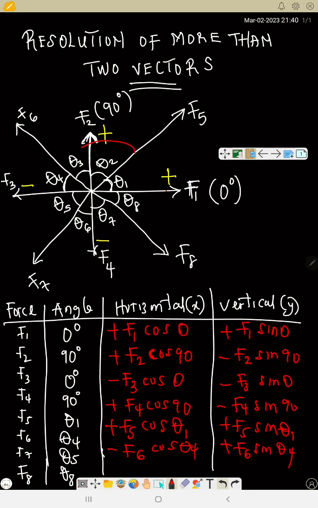So follow the same trend and do the rest. After that, we add everything here and everything here, then we are done. So let's use numbers now to solve something like this. So see the next video.